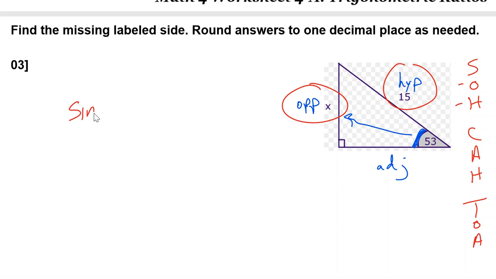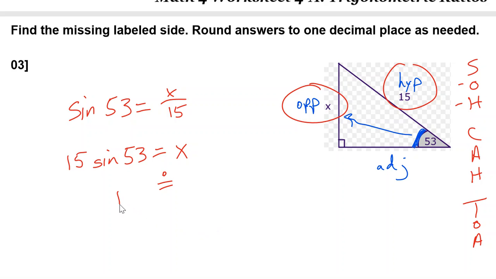I'm going to say sine of 53 degrees, opposite on top, hypotenuse on the bottom, x over 15. I'm going to multiply both sides by 15. And let's see, 1 decimal place is what we're supposed to be rounding this to. 15 sine 53 is 11.979. We'd actually round that up to 12.0. And yes, we do need the 0 because they said 1 decimal place.